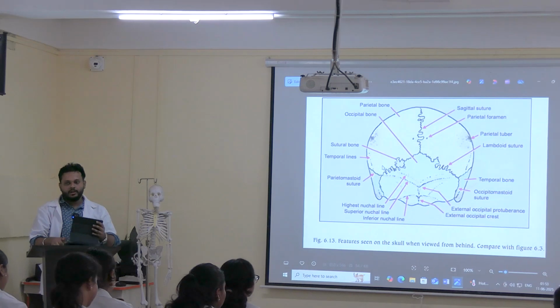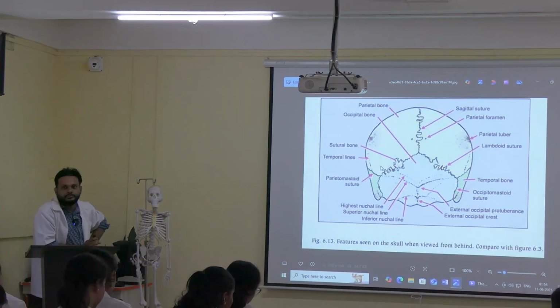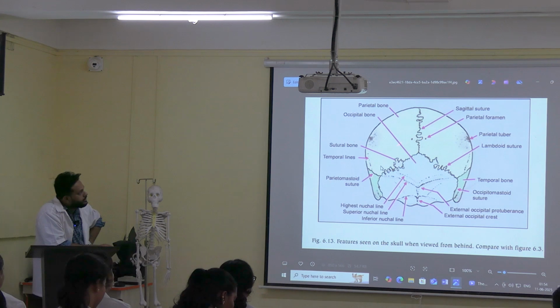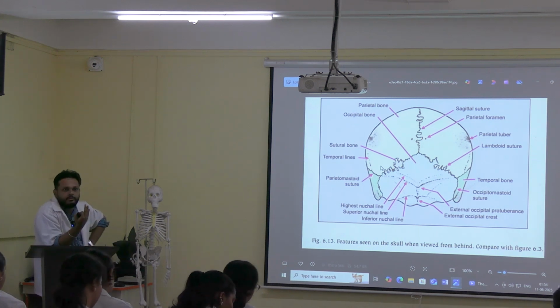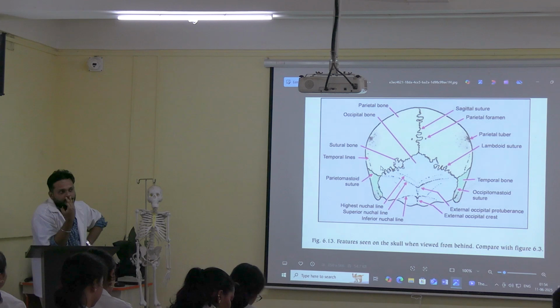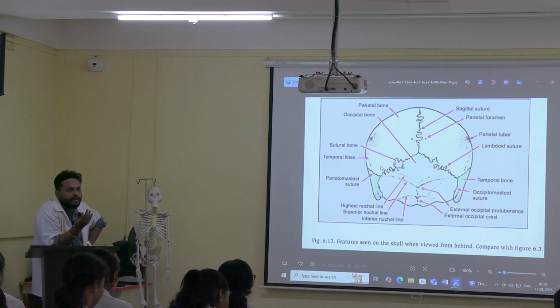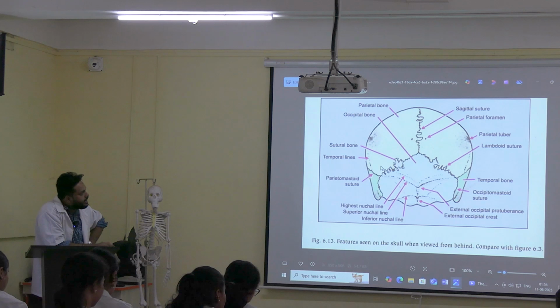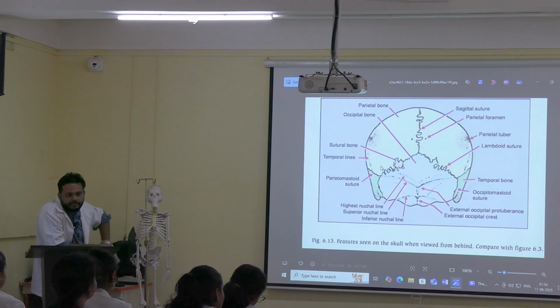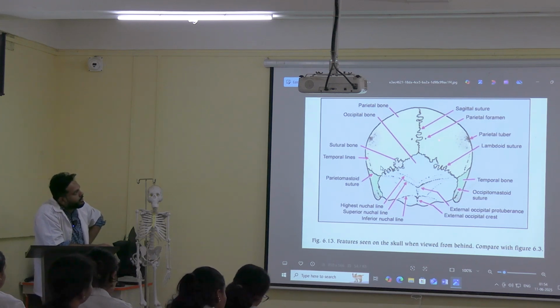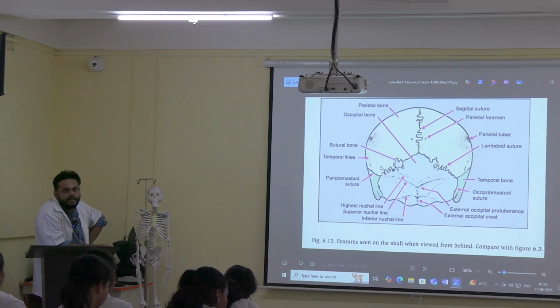Now comes the second slide. This is Norma Occipitalis. See, this is the view when we look at the skull from behind. Okay, what are these two bones? Parietal bones, right? Then which suture is between the two parietal bones? Sagittal suture. And which bone is this? The occipital bone at the back. In between the occipital and the two parietal bones, which suture is this? It is the lambdoid suture.